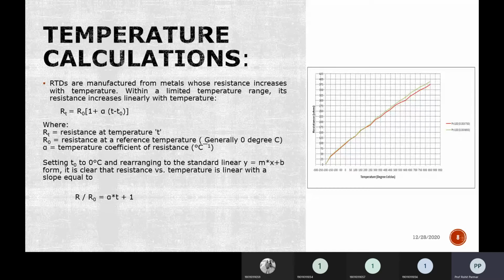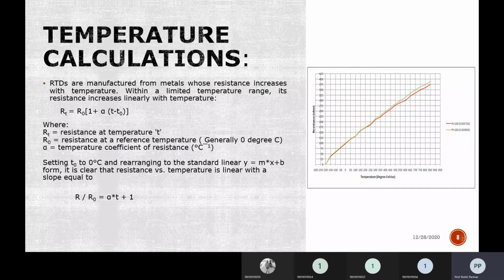Is there any confusion, dear students, in this equation? Probably you have learned this equation in 11th, 12th physics as well as in basic electronics, even in circuit network. Hello? No doubt, sir. Okay, thank you, dear.